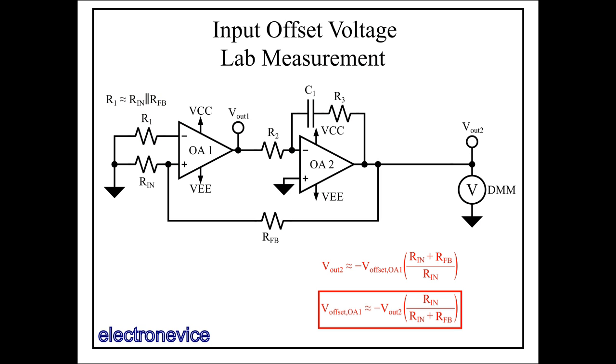The resulting output voltage is approximately equal to -1 times the DUT's input offset voltage multiplied by the non-inverting gain, which is (RFB + Rin) / Rin. So we just measure the output voltage Vout2 with our DMM or other measurement device, divide by the non-inverting gain, then multiply that value by -1 to compute the DUT's input offset voltage. The -1 is required because the OA2 circuit introduces an inversion into the system.